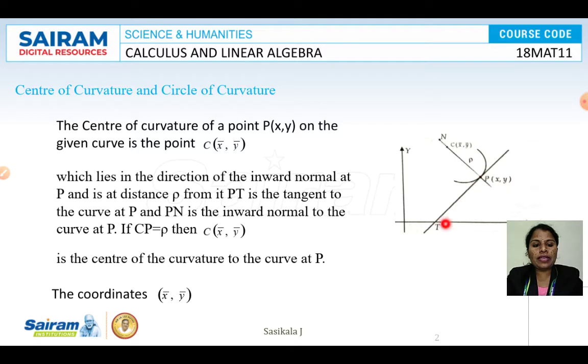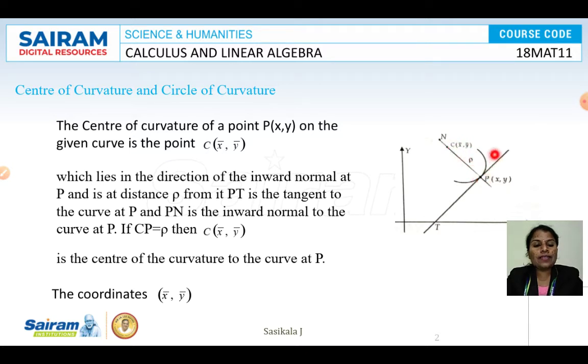So this PT is a tangent to the curve at P, and PN is the inward normal to the curve at P. If CP, that is C and P, where P is x comma y and C is x bar comma y bar, is equal to rho, then we can say C of x bar comma y bar is the center of curvature to the curve at P. Similarly, in the polar curve, P is the point x comma y, and C, the point x bar comma y bar, is in the direction inward to the normal at P.